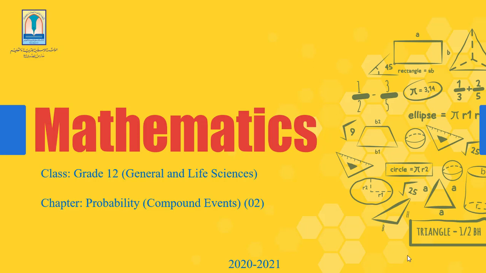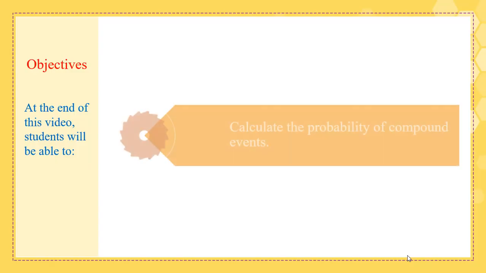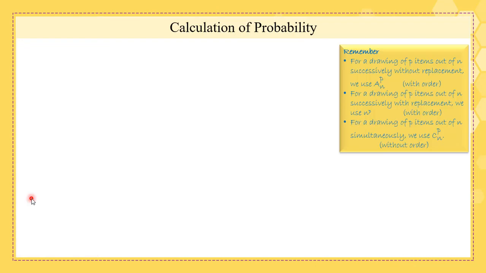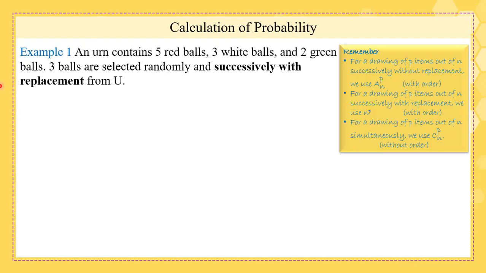Today we will continue talking about the compound events and their probabilities. Let's begin with the first example. An urn contains 5 red balls, 3 white balls, and 2 green balls, so it contains 10 balls, and we need to select 3 balls randomly and successively with replacement from the urn. So remember, in this case we are talking about the successive with replacement selection. That's it. So we need to use exponents, and the order is very important.